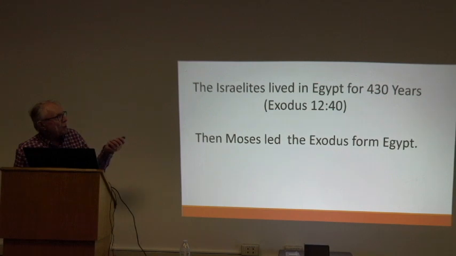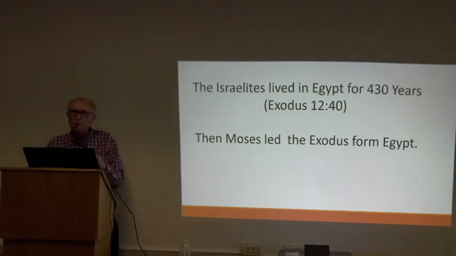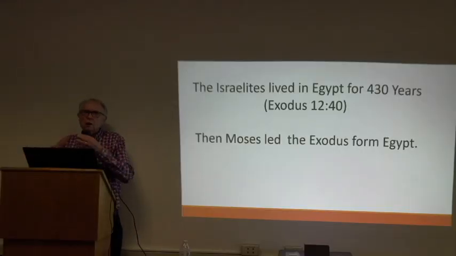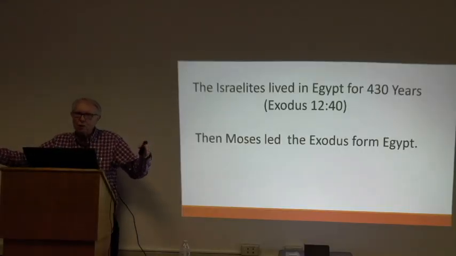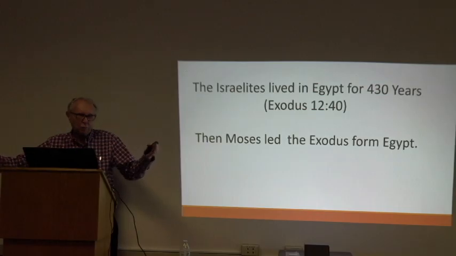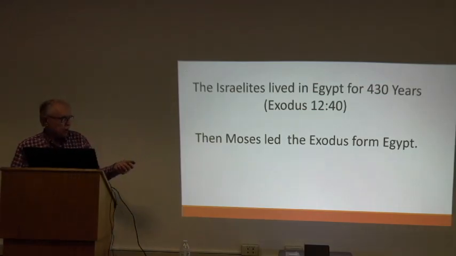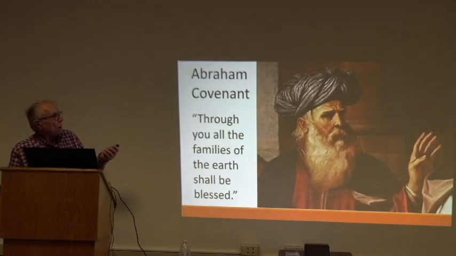Okay, the Israelites then lived in Egypt for 430 years, according to Exodus chapter 12, verse 40. And then Moses led the Exodus from Egypt. Why is that important? Because there's a big 430-year gap in the Bible. And then we get to Moses and the Exodus.